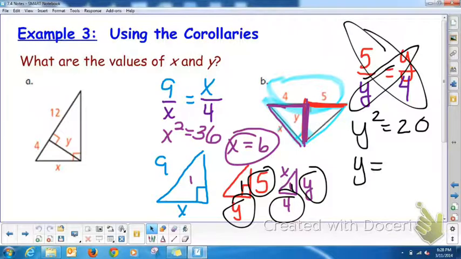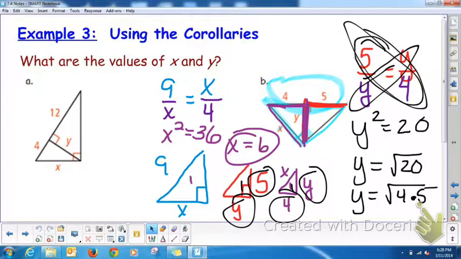So y is equal to the square root of 20, which is 5 times 4, and the square root of 4, right? This is 4 times 5. 20 is 4 times 5. You could have just done that from the beginning. You didn't have to multiply them. So y is 2 square root of 5 when you simplify the radical. So now we found x and we found y.